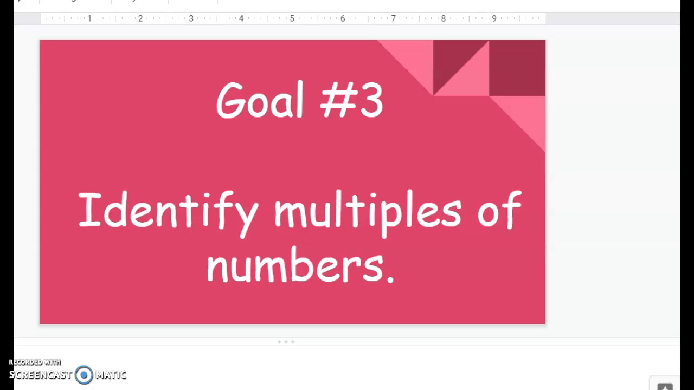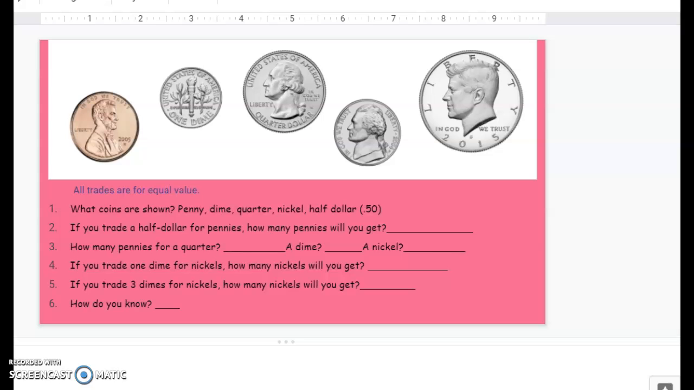Let's look at your first slide. What coins are shown? If you said half dollar, quarter, dime, nickel, and penny, you are correct. If you trade a half dollar for pennies, how many pennies will you get? If you said 50, you are correct.